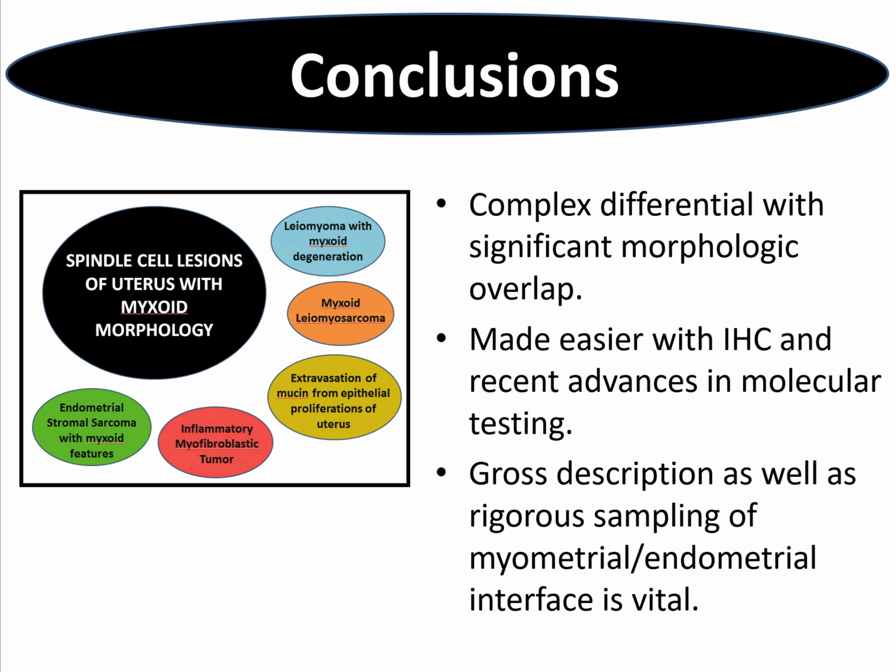The conclusion is that there's a complex differential diagnosis with significant morphologic overlap for spindled cell lesions of the uterus with myxoid morphology. It's made easier with the immunohistochemical techniques and molecular testing. And the gross description, as well as rigorous sampling of the myometrium and endometrial interface, is vital in these cases.